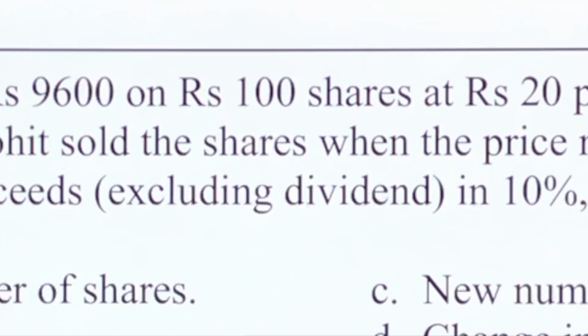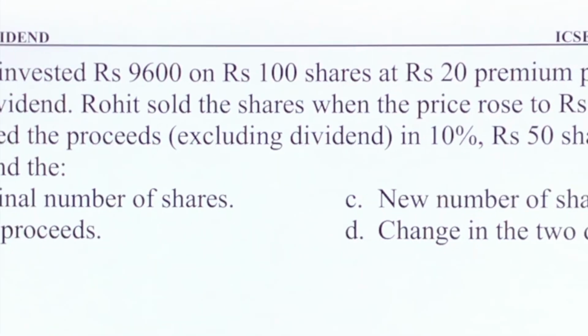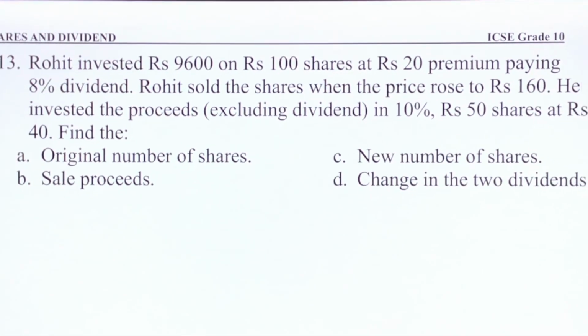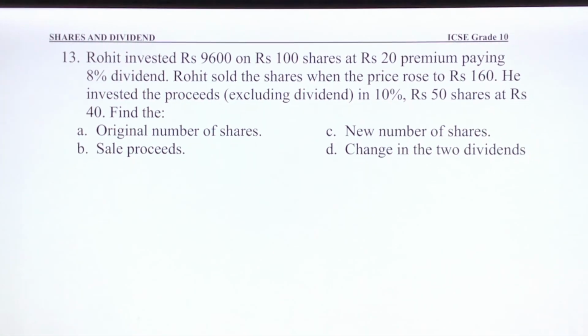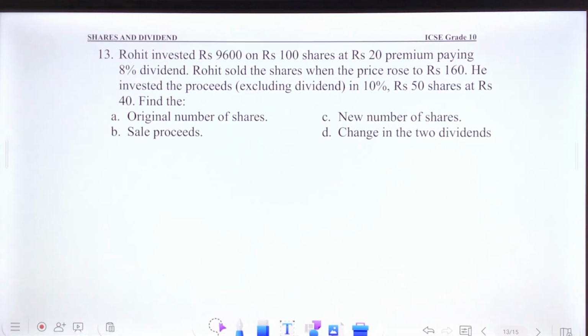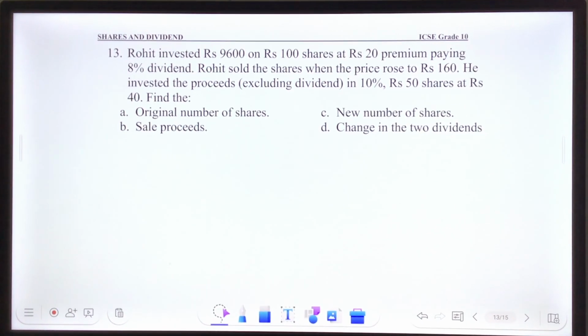The question is, Rohit invested rupees 9,600 on rupees 100 shares at rupees 20 premium, paying 8% dividend. Rohit sold the shares when the price rose to rupees 160. He invested the proceeds, excluding dividend, in 10% rupees 50 shares at rupees 40.